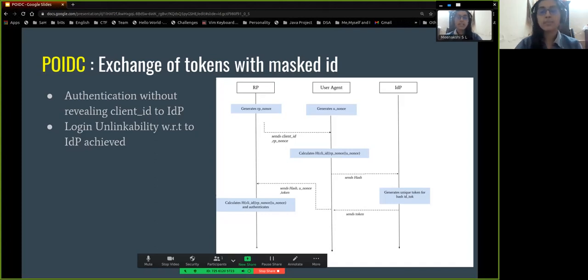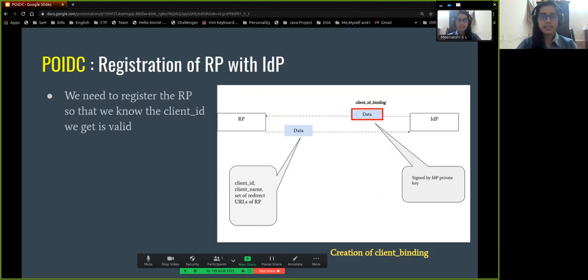So for that, the relying party would need to register initially with the identity provider. The identity provider would provide some data for registration, sign it, and give it back. The data would include the client ID, client name, and a set of redirect URLs of RPs, and it would be signed by the IDP private key and returned. This is called the client binding.